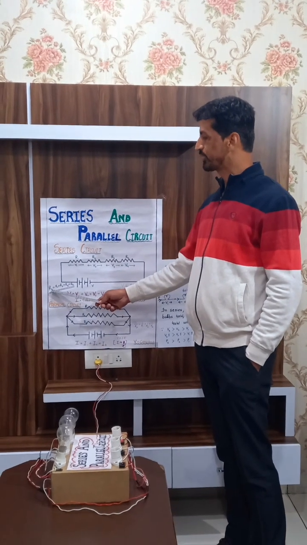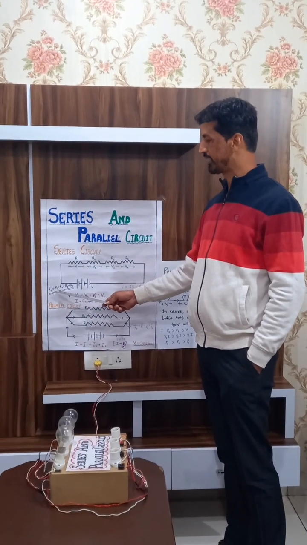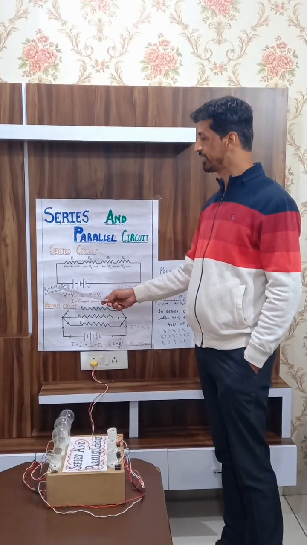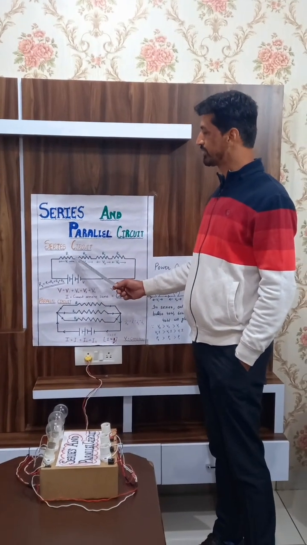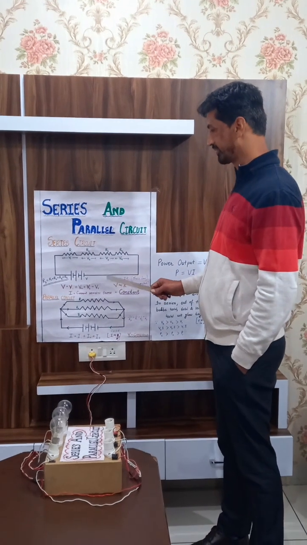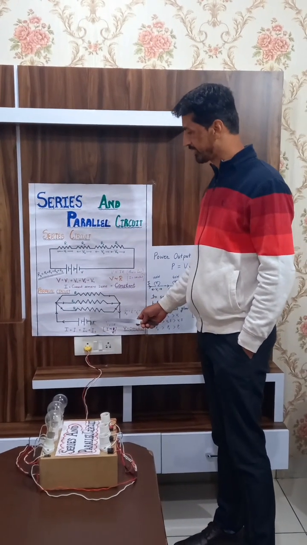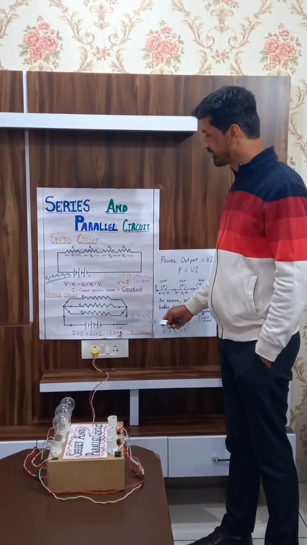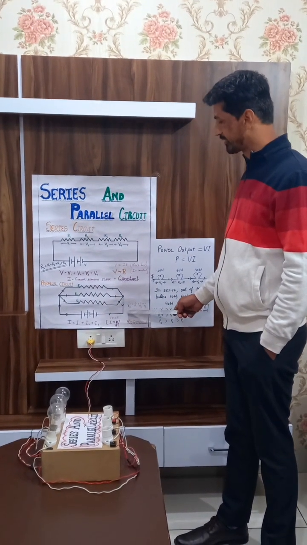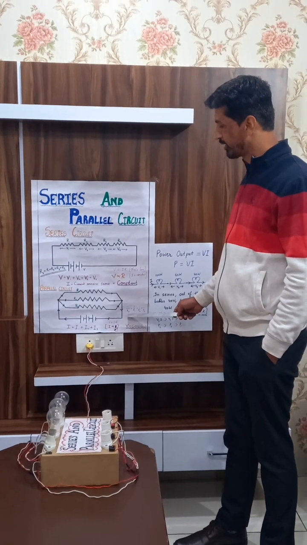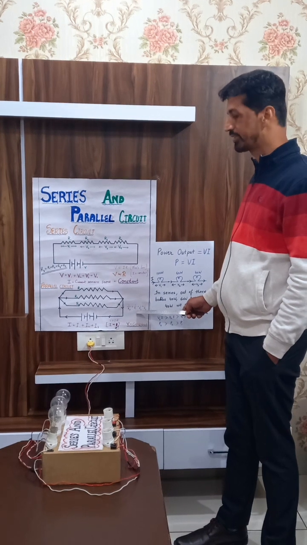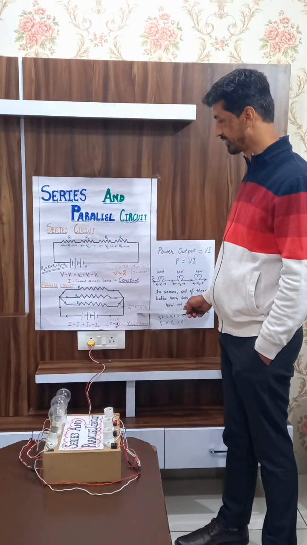In series, the equivalent resistance is given by the sum of the individual resistances, and hence in series, the equivalent resistance always increases. Whereas in a parallel circuit, as you are looking at, the equivalent resistance always decreases because the reciprocal of the equivalent resistance is given by the sum of the reciprocals of the individual resistances.